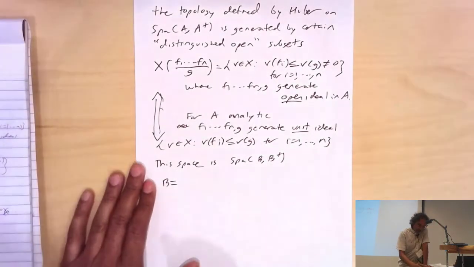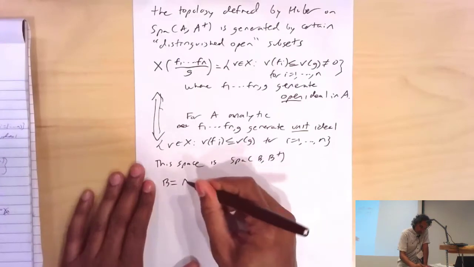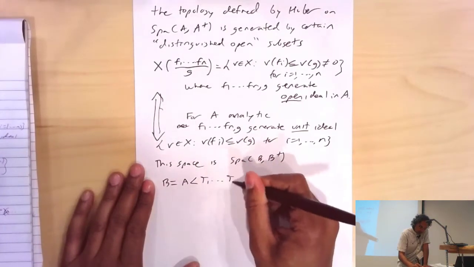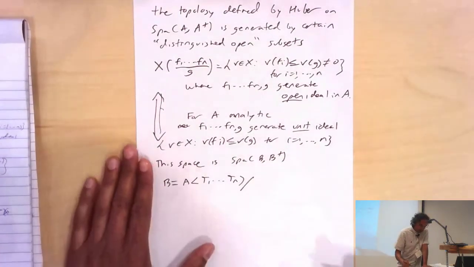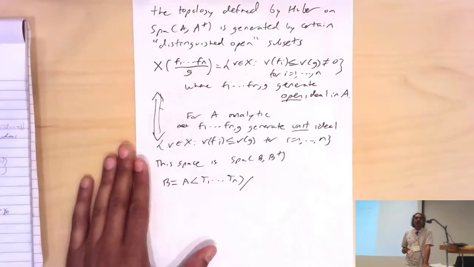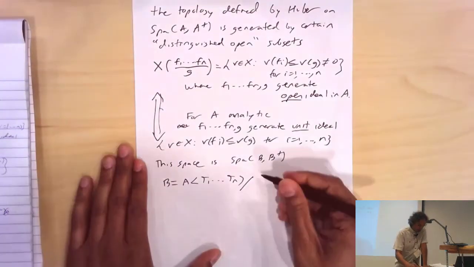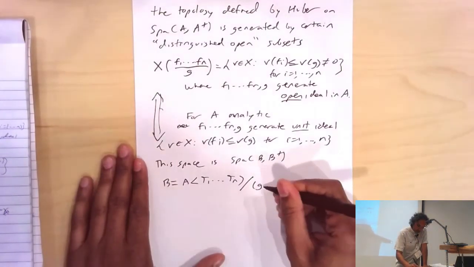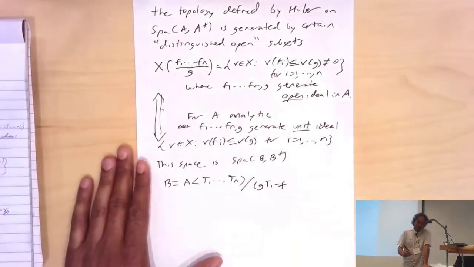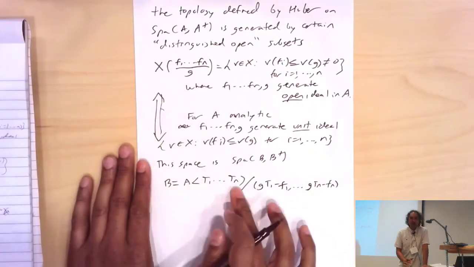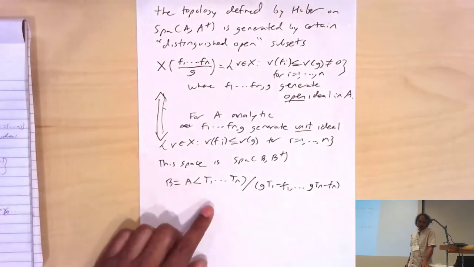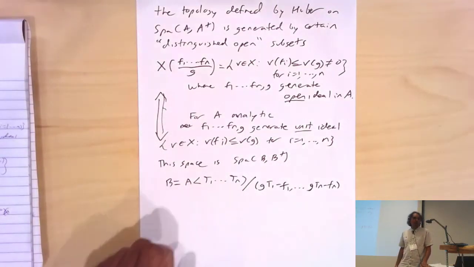where B will be the Tate algebra in n generators over A, and those generators essentially become f_1 over g, f_2 over g, and so on. I'm going to divide by a relation that says g times T_1 minus f_1 becomes 0, likewise g times T_n minus f_n becomes 0. So I've adjoined, so to speak, f_1 over g through f_n over g, and I've made sure that they are power bounded.